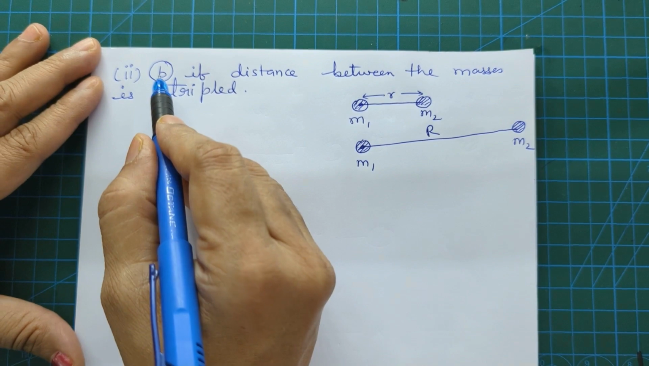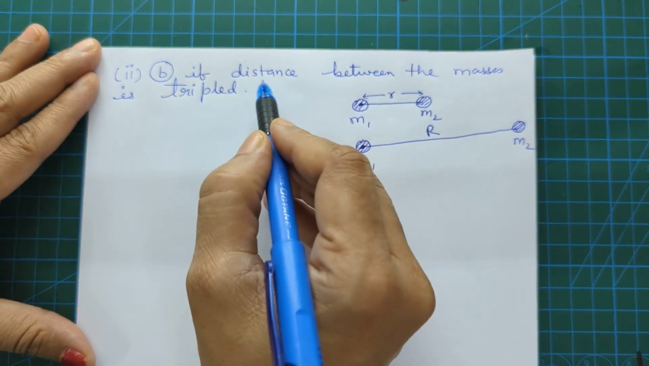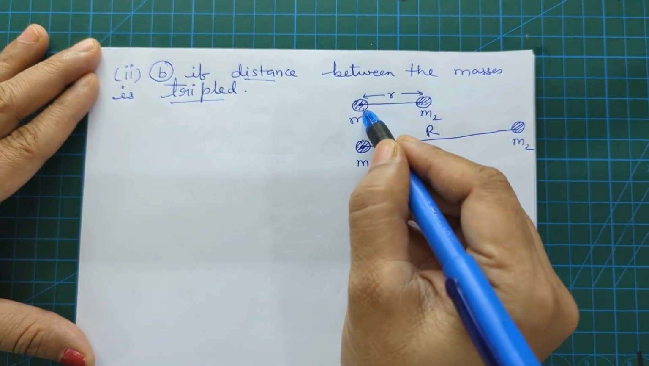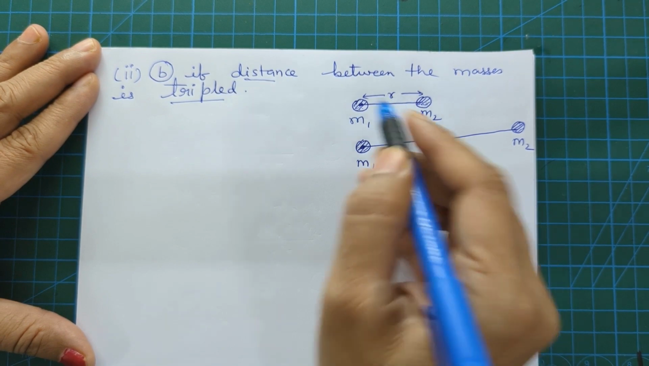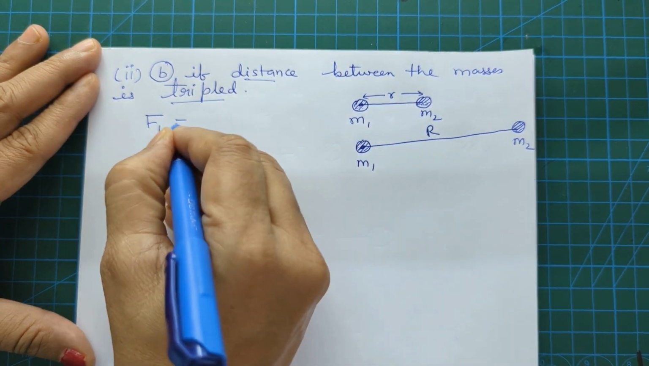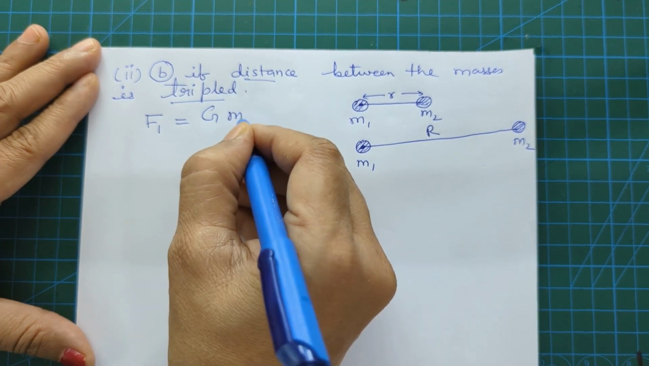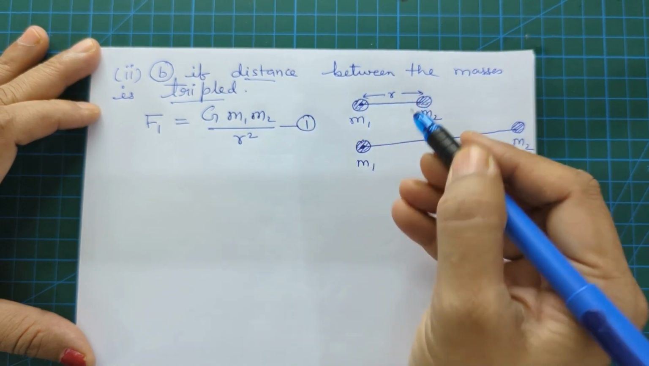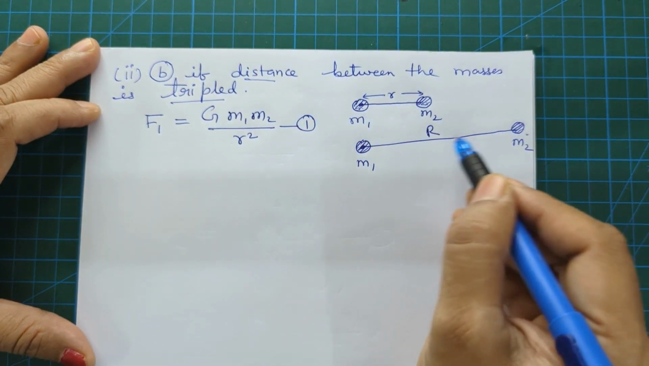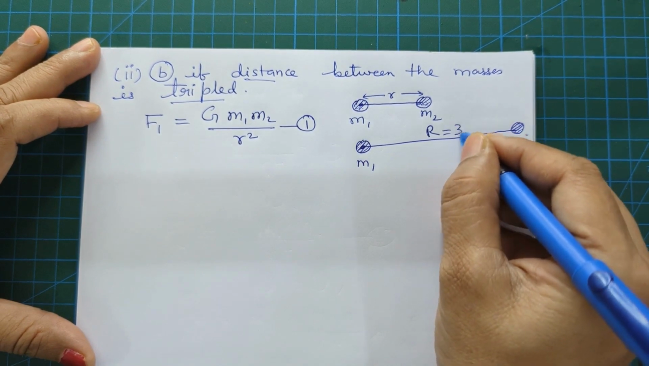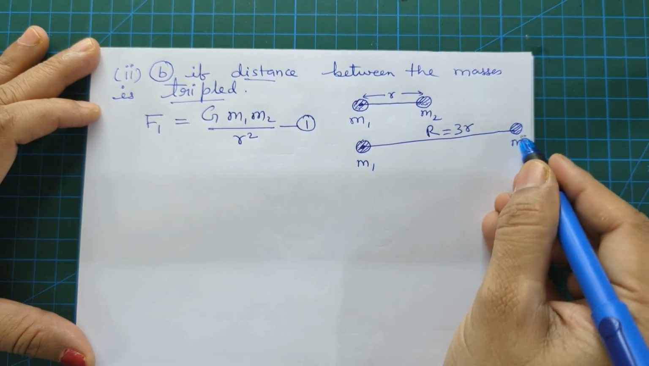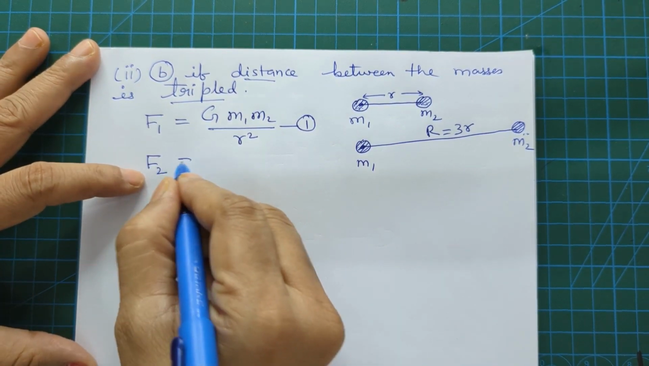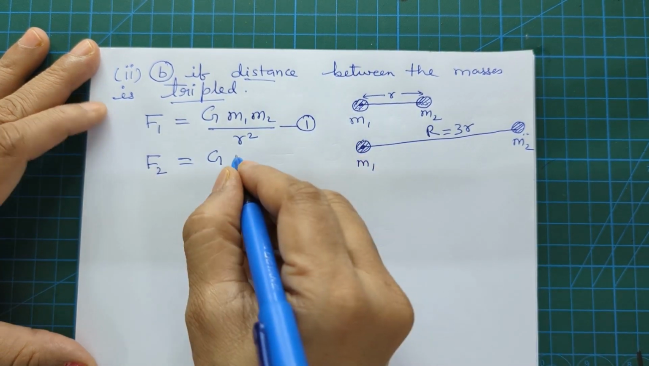Now the second part. What happens to the force of gravity if the distance between the masses is tripled? So this is the first case. The force of gravity between the two masses separated by distance r is some F1. By the universal law of gravitation, it is G m1 into m2 by r square. This is the first case. Now the distance between the masses is tripled. So the new distance is 3 times the previous case. So what is the force of gravity? The force of gravity is going to change if the mass or the distance of separation changes. So F2 is G m1 m2 as it is.